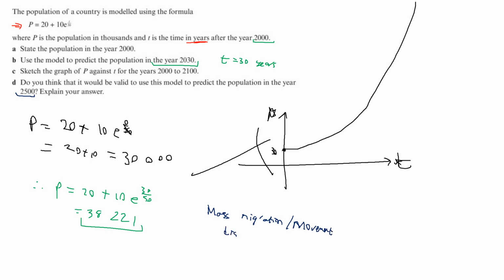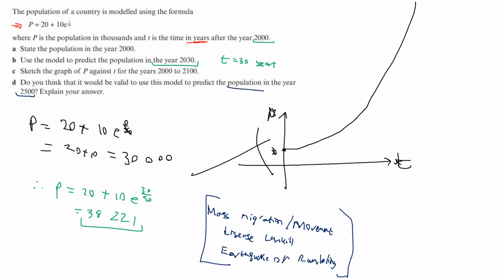Disease can kill people. Maybe there's a natural disaster like an earthquake. So you have to take these things into account when modeling the long-term population of a country. And that is your final answer.